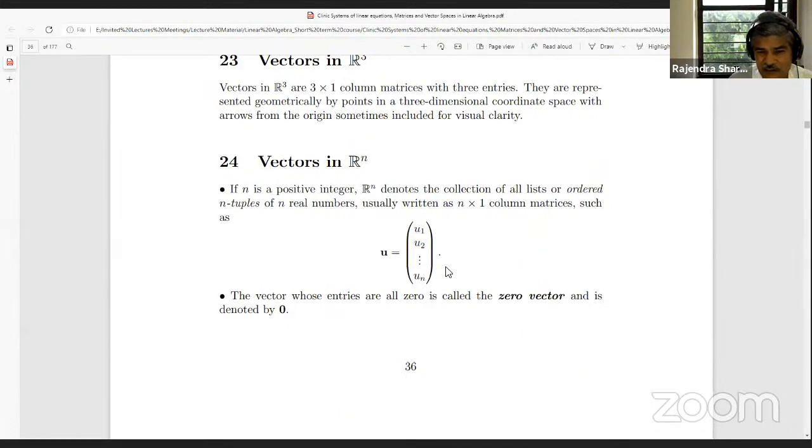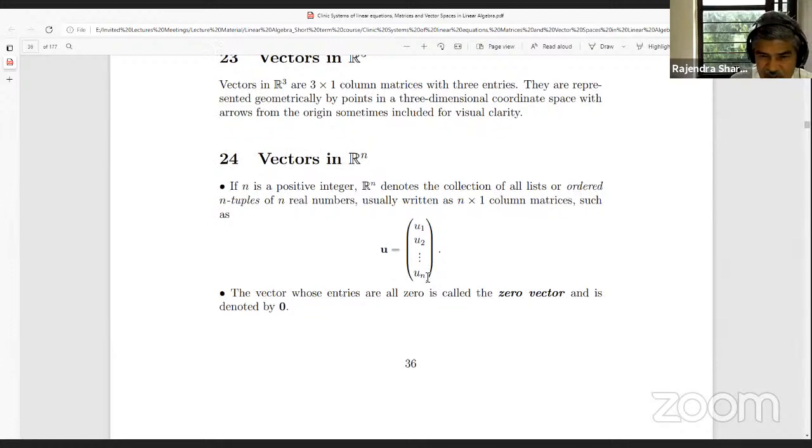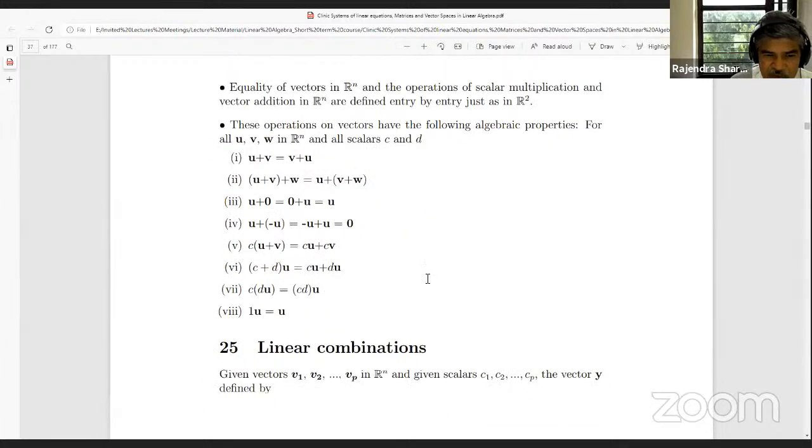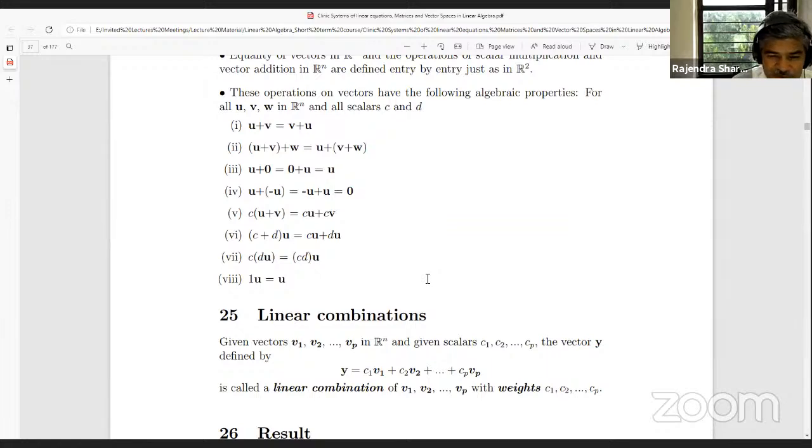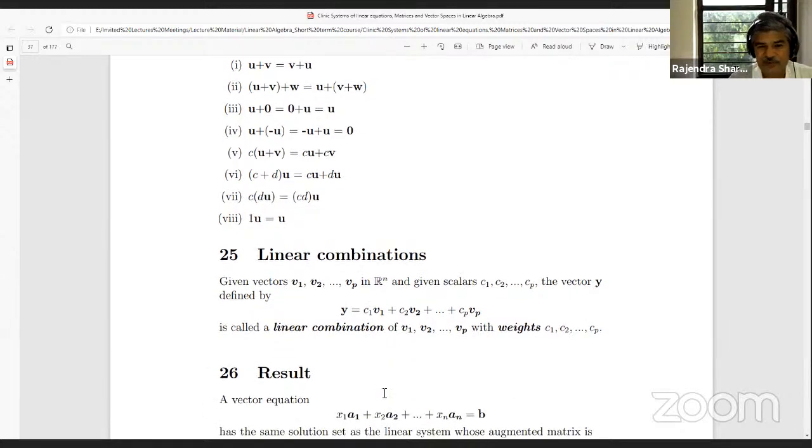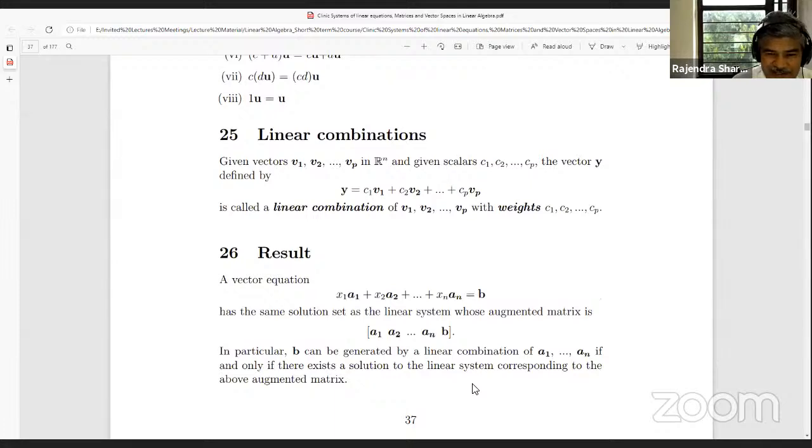So the vectors are here denoted as column vectors, and they do satisfy some interesting, beautiful properties. And we say that they form a vector space if all these properties are satisfied. An expression of the form C1 V1 plus C2 V2 plus ... plus CP VP is called a linear combination of the vectors V1, V2, V3, and the coefficients are also called weights.